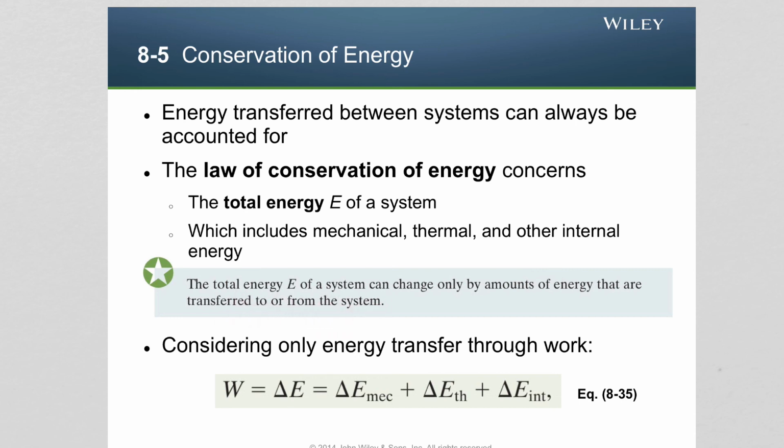or from the system. The transfer of energy to or from the system can happen by doing work on the system. So the work done on the system is equal to the change in total energy of the system, which is equal to the change in mechanical energy plus the change in thermal energy plus the change in other internal energies of the system. So we are keeping the same ideas for conservation of energy, but now we are expanding from a system of objects and looking at their mechanical energy only to including the thermal energy of the system and also the internal energy of the system.